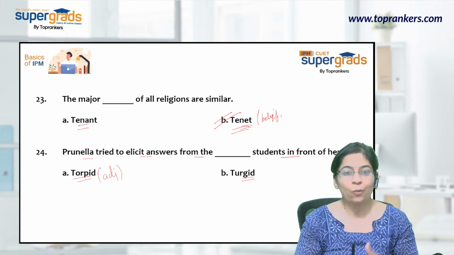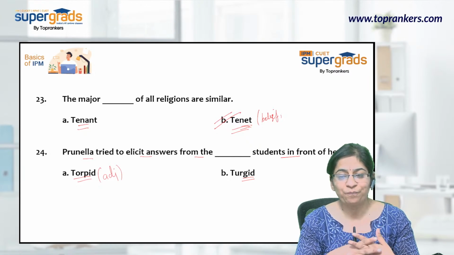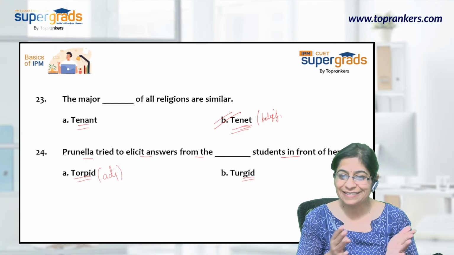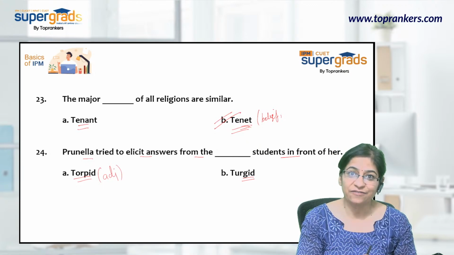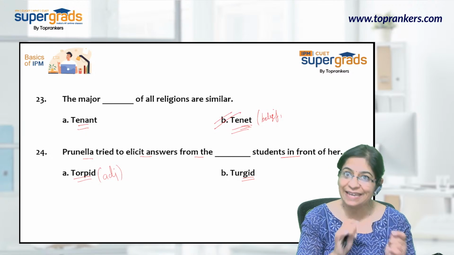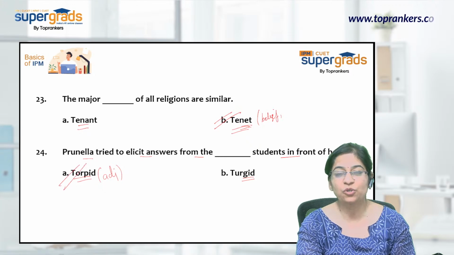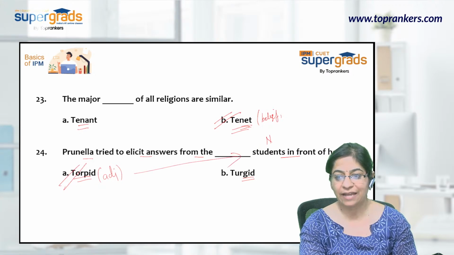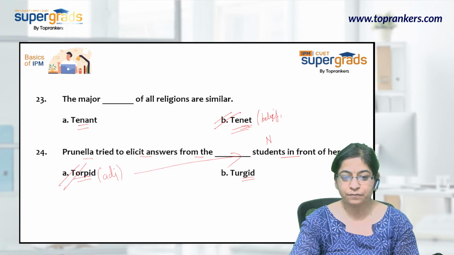So right now, what are we talking about? Prunella tried to elicit answers from pompous students or swollen students? No. She probably tried to get the answers from inactive, lazy, not lazy, but inactive students. So she tried to elicit the answer from torpid students. See, student is a noun. We'll place the word adjective here, that is torpid, and it works perfectly fine.